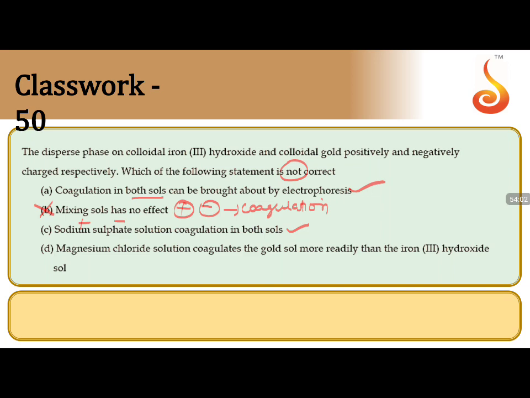Magnesium chloride coagulates the gold sol more than the iron hydroxide sol. That is correct, because of the +2 and -1 charges. This follows the Hardy-Schulze rule, which has more effect on coagulation. So these are correct. The only option which is wrong is option B. So that is our answer. Option B is the wrong option in this particular question.